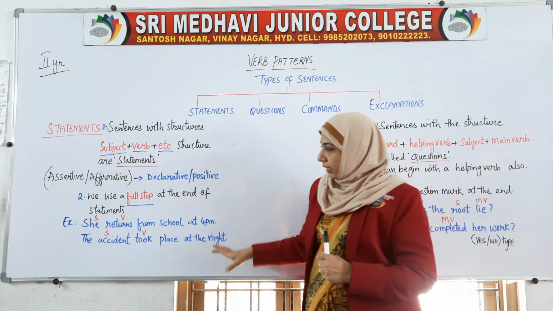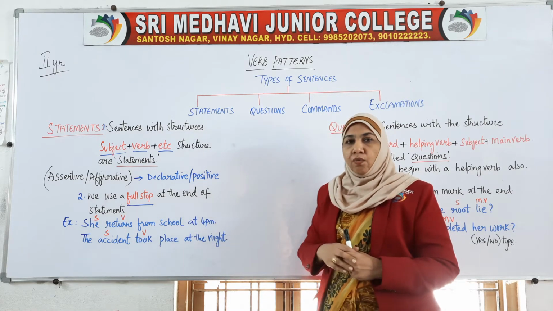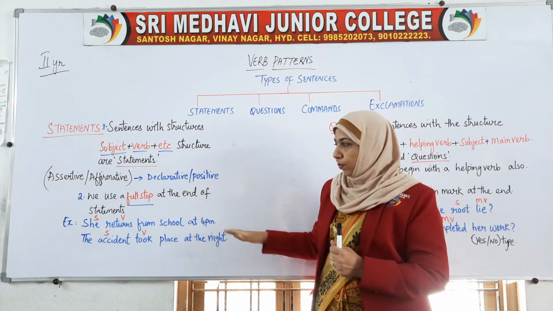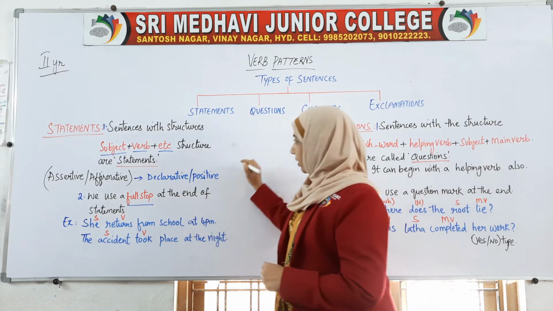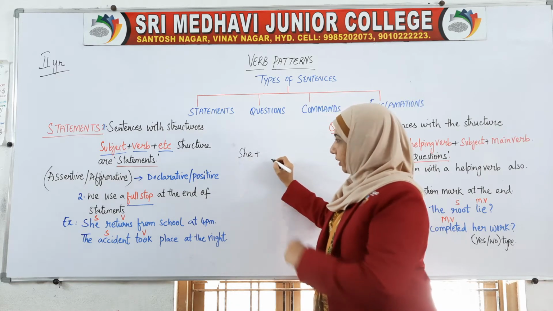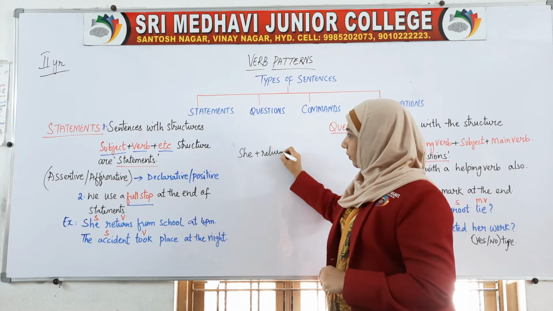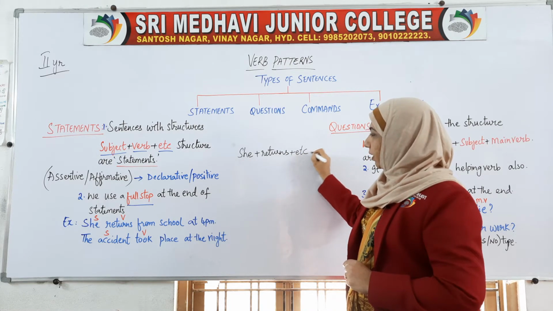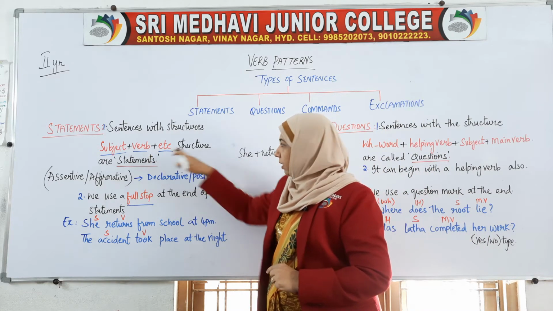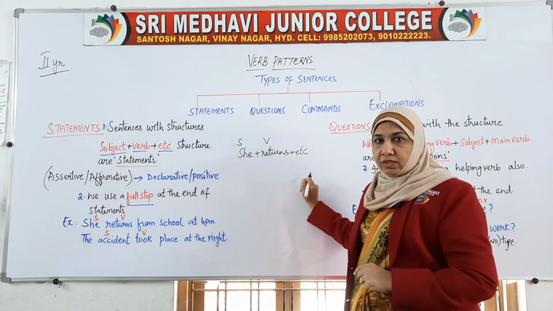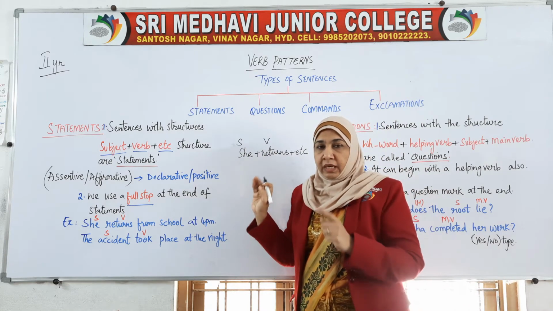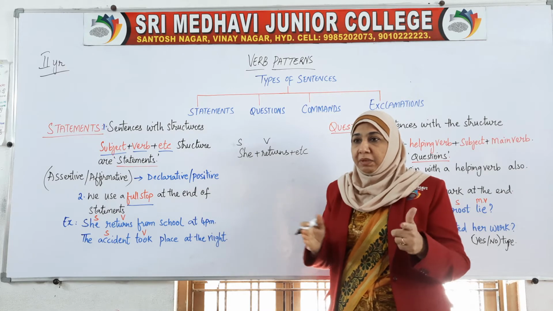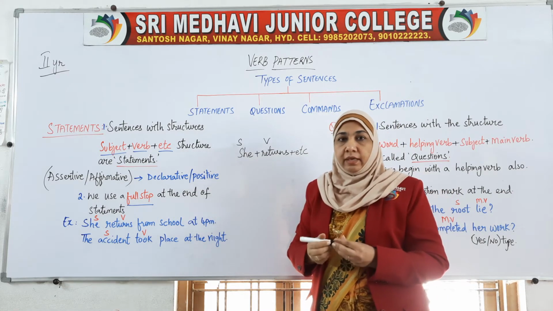Okay. Now the first example is: She returns from school at 4 p.m. It is a regular habit, a daily activity. Here what is the subject? She. She is the subject. Plus what are we getting? Returns. Returns is the main verb, from school at 4 p.m. So we are getting she plus returns plus etc., anything. Now that makes the structure of the statement: a subject, a verb, and something related to the same subject. That type of sentence is known as a statement, where you are making a declaration, mostly in an affirmative way.